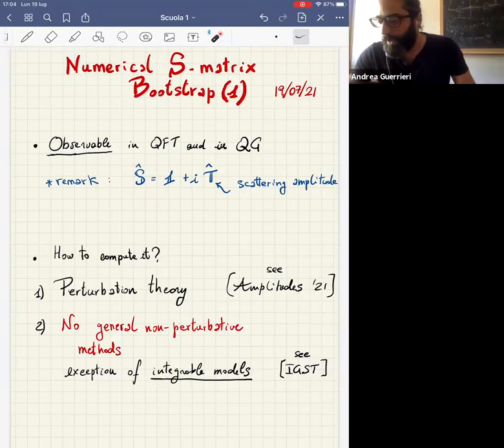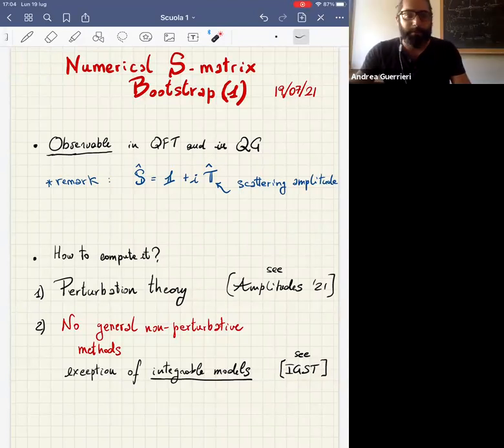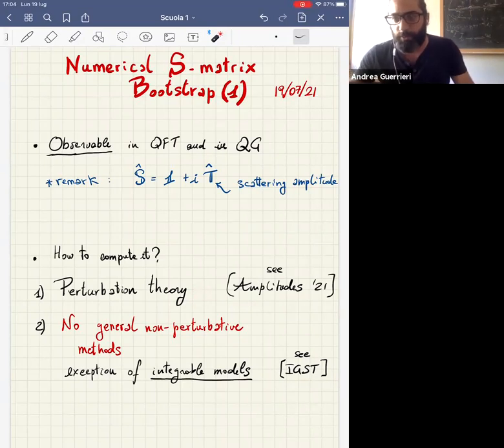Now, how do we compute it? Of course, as with probably most observables in quantum field theory, there are not many non-perturbative methods. So one good idea is to compute it in perturbation theory. That's what people have done in all these years, and it works pretty well. I will use a little bit of perturbation theory from time to time. So this is one way. But in general, there are not really non-perturbative methods to compute the scattering amplitude.